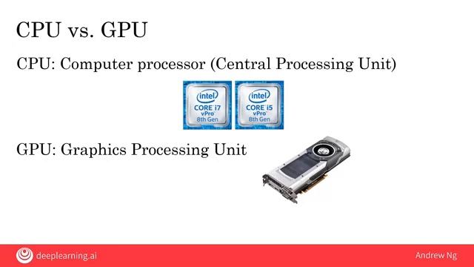NVIDIA is a company that's been selling many GPUs, but other companies, including Qualcomm, as well as Google, making its own TPUs, are increasingly making specialized hardware for powering these very large neural networks.